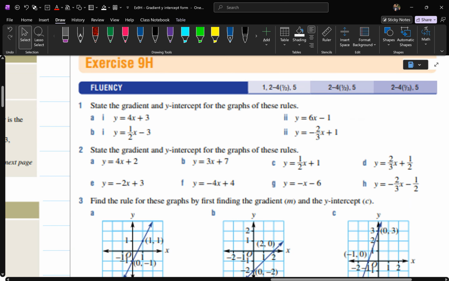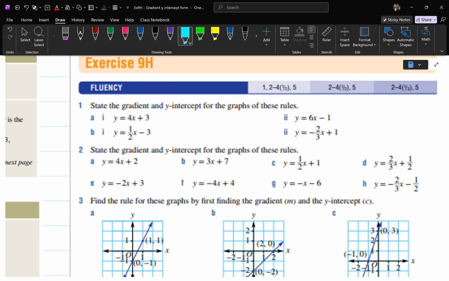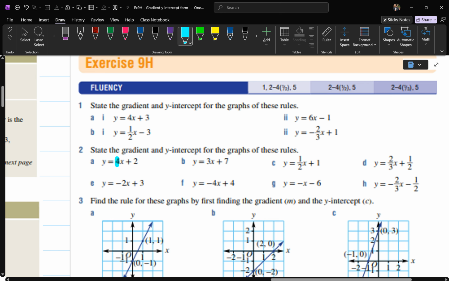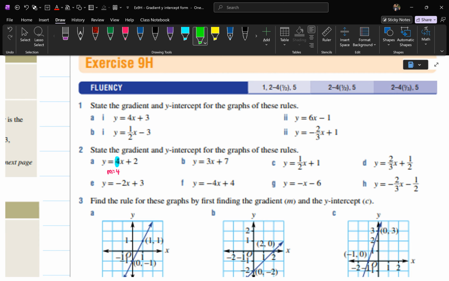All right, let's look at 2a. y equals 4x plus 2. What is the gradient and what is the y-intercept? Have a think. Look at my notes. Pause the video. Hopefully you said the gradient, m, should be 4, and then the y-intercept is this one. This is the y-intercept. So then that should be c is equal to 2. So it should mean that the graph will cross through (0, 2), because that's the y-intercept.